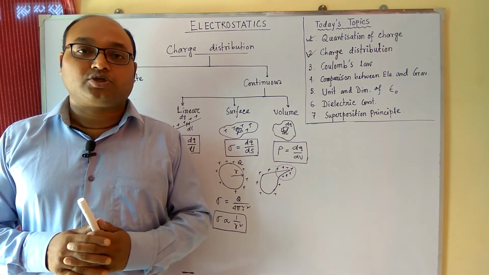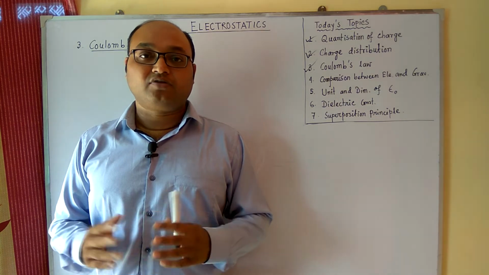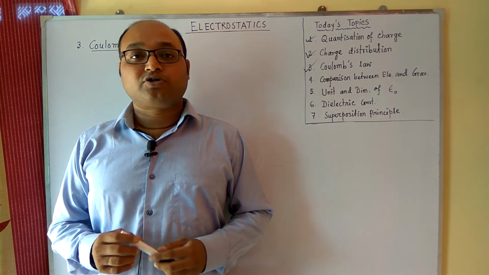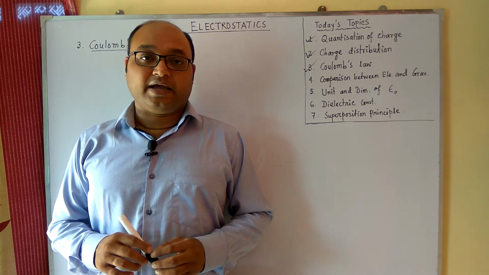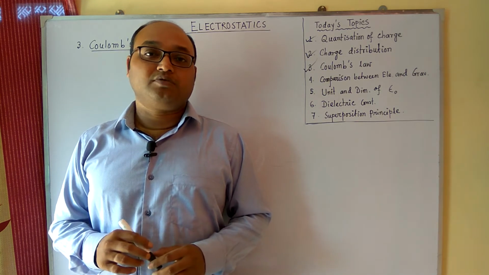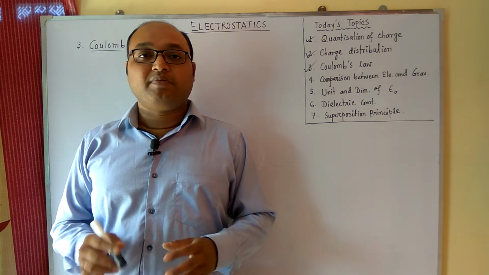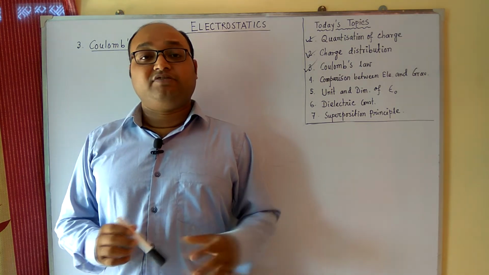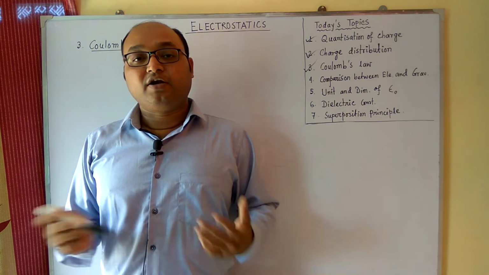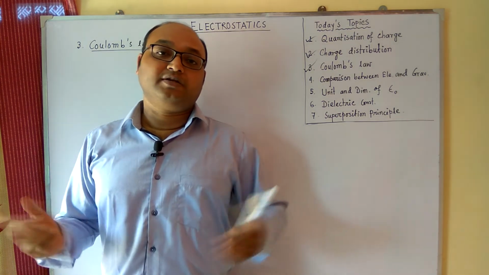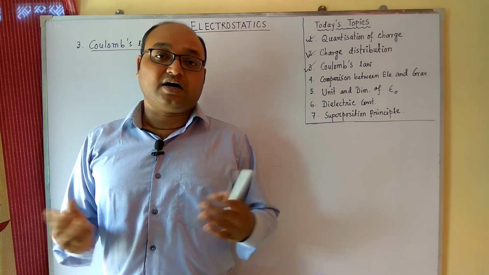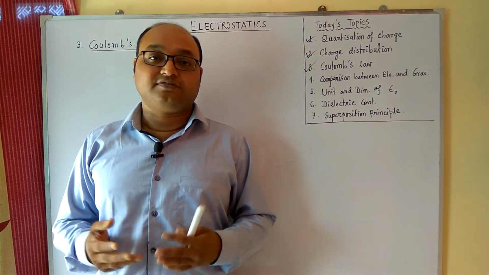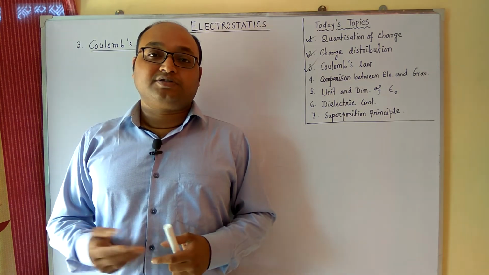Now I will go to the next topic, that is Coulomb's law. It states that the amount of force between two point charges at rest is directly proportional to the product of the charges and inversely proportional to the square of the distance between them. The force may be attractive or repulsive, depending on the nature of the charges. If both charges are positive or both negative, the force will be repulsive, and if the charges are of opposite kind, one positive and another negative, the force will be attractive. Let us express the law mathematically.